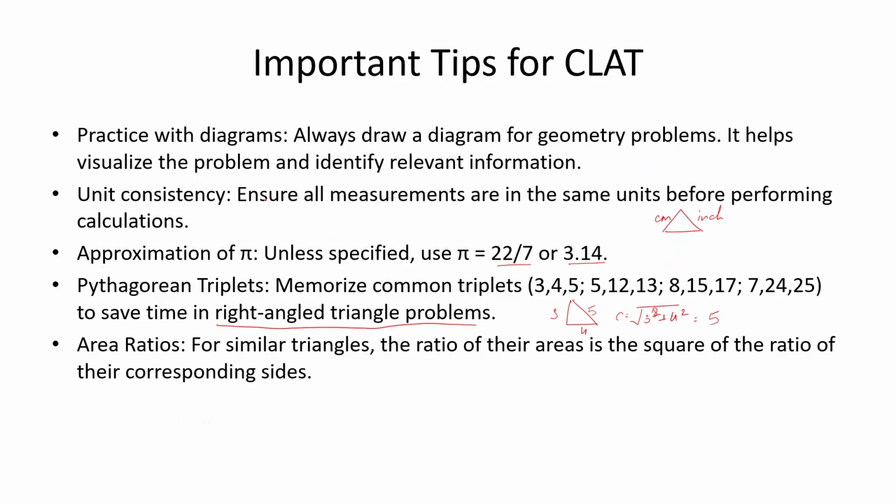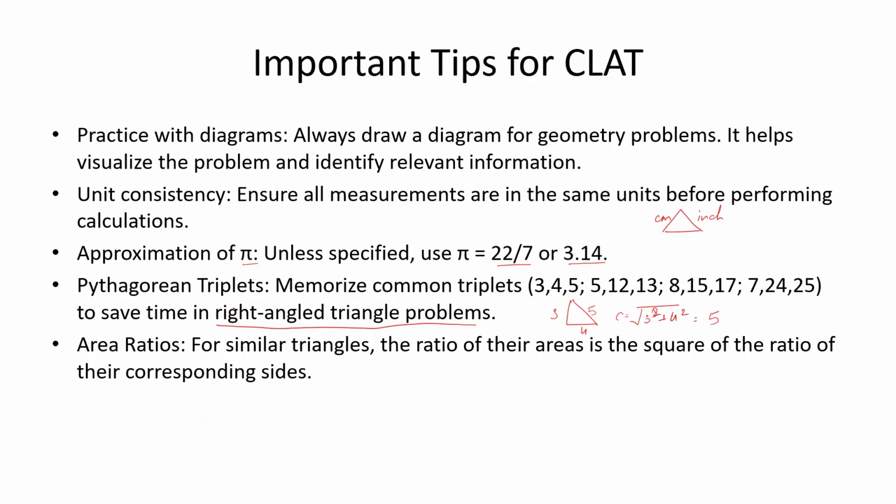Then unit consistency. If one side is given in centimeters and another side is given in meters, please first be consistent with the units. Convert everything into either meters or centimeters, and then do your calculation. Then please remember pi. Pi is a constant unless specified otherwise. Please use these two standard values for the constant: 22 by 7 or 3.14.